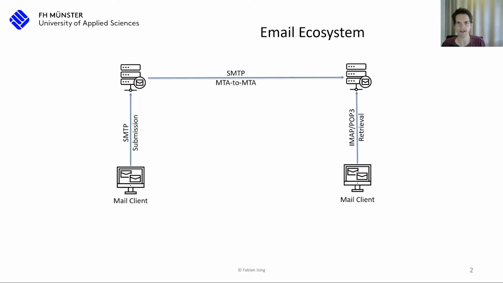Let's take a quick look at the email ecosystem. Mainly, three protocols are relevant for email: SMTP, POP3, and IMAP, all of which can be used with STARTTLS. SMTP is used in submitting emails to a server and transferring them between servers, so-called MTAs or mail transfer agents. IMAP and POP3 are used for email retrieval. Our focus in this paper are the connections between a mail client and a mail server, and we will not look at MTA to MTA SMTP connections today.